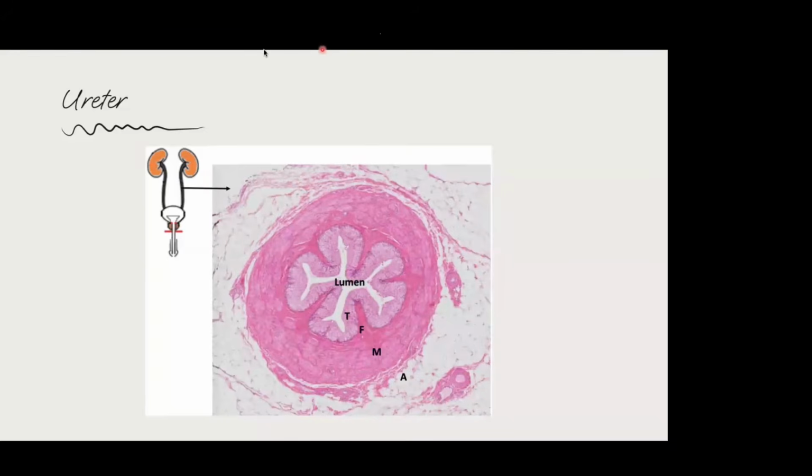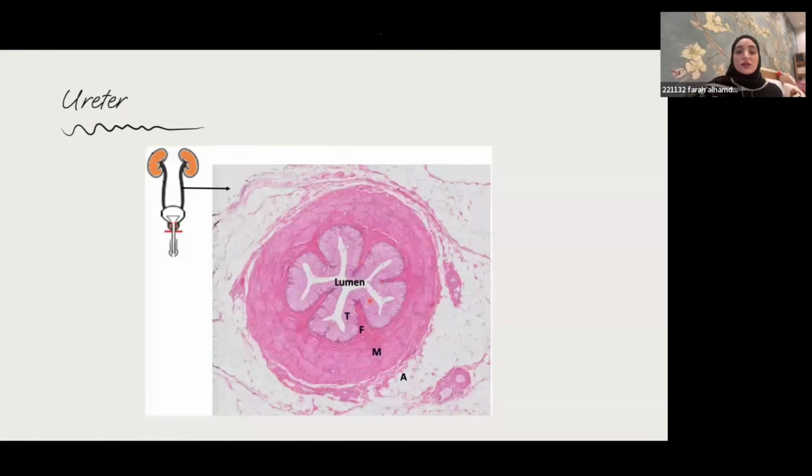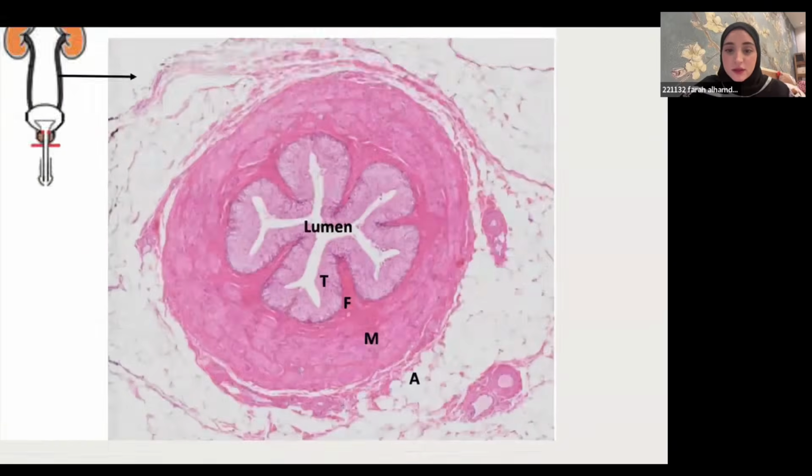A low urine volume. Yeah, it's a low urine volume. Because it looks like a star shape, the ureter is not stretched out. When it's stretched out, it would be like a circle. This is the lumen where urine flows. This is the ureter. This is a transitional epithelium in the ureter.